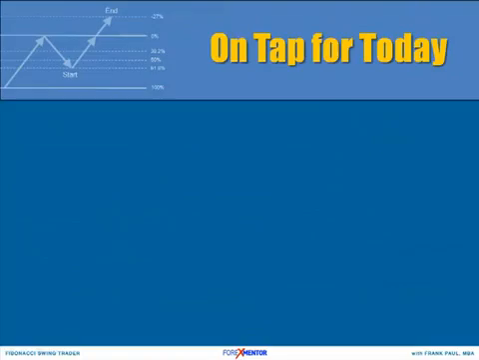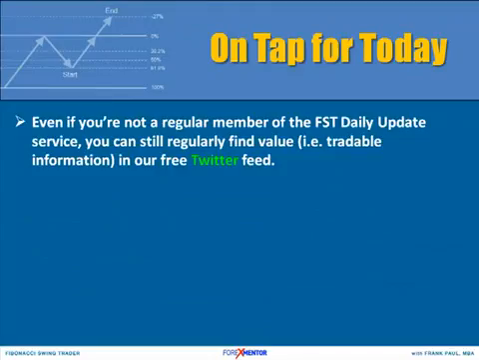So on tap for today, what we're trying to convey is the idea we've talked about a couple times over the last month or so: you don't even have to be a regular member of our FST daily update service to still find value from the work we do. We post tweets on the 26 pairs that we track every day, 5 days a week at Twitter. And not all of those tweets are going to give you trades, obviously. Sometimes we're just telling you, hey, look, this pair is dead in the water.